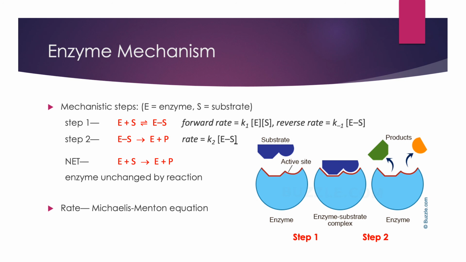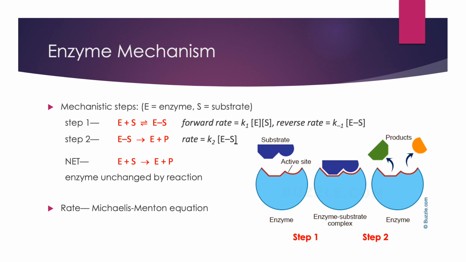In step 2, that enzyme-substrate complex will form products, and then the products will separate from the enzyme. The products are represented by the letter P. The rate for this step, which is usually the rate-determining step, though it could be the other one, would be given by k2 times the enzyme-substrate complex. So the net reaction is basically an enzyme combines with a substrate to form the enzyme again and the products. And the enzyme is essentially unchanged by this reaction.